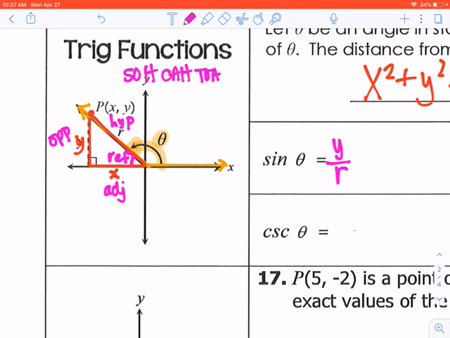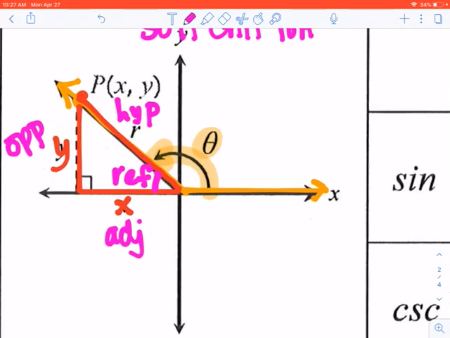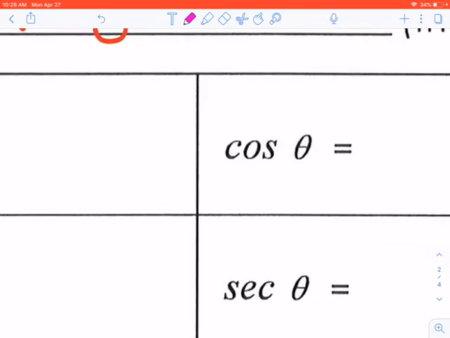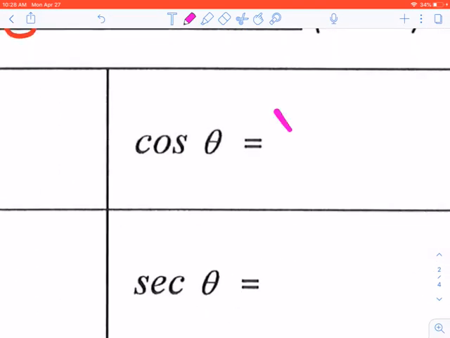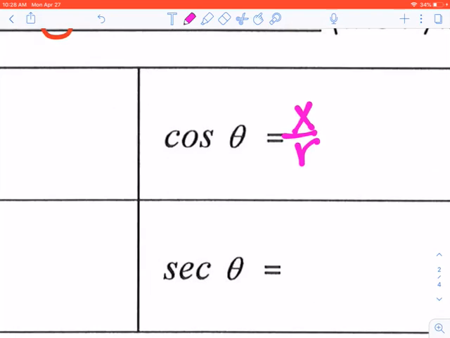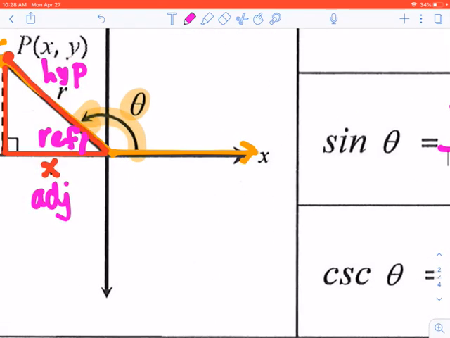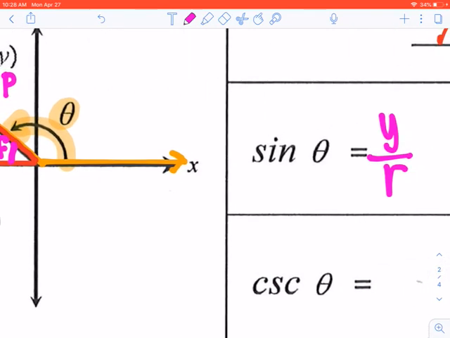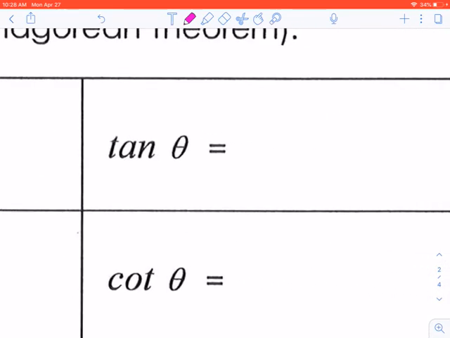So keep going. If we do the cosine, cosine is adjacent over hypotenuse. Again, from our reference angle, we can use these reference angles for sine, cos, and tan. Adjacent is x, hypotenuse is r. So cosine is going to be x over r. And then the tangent, opposite over adjacent. The opposite is y, the adjacent is x from our reference angle. And so we get opposite y over adjacent x, okay?